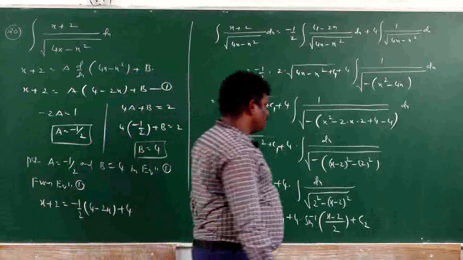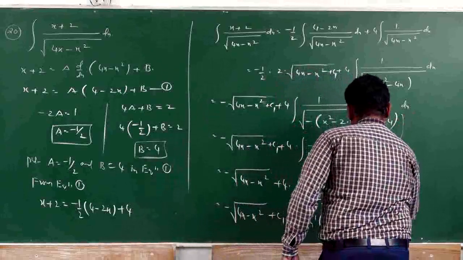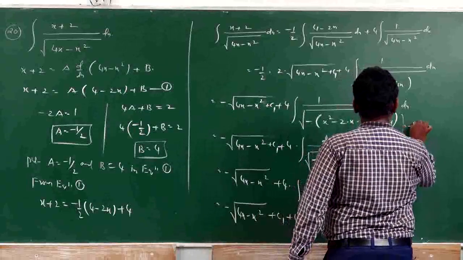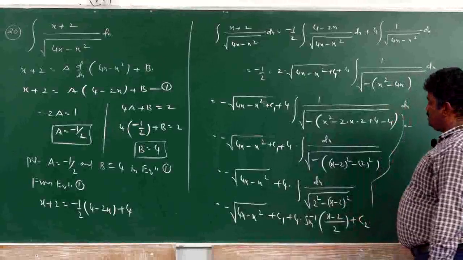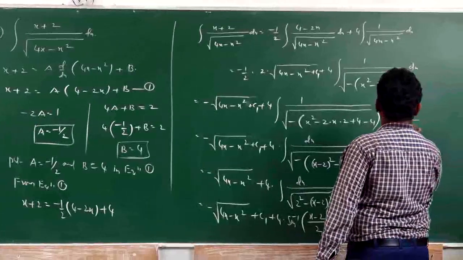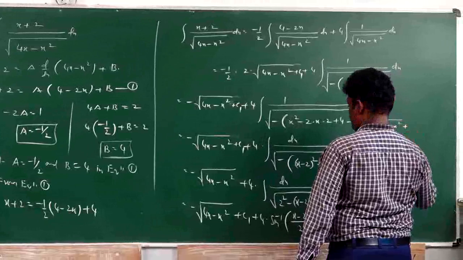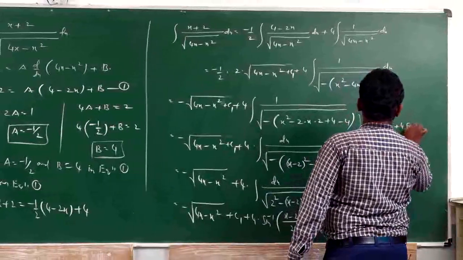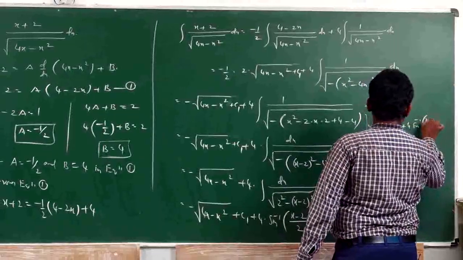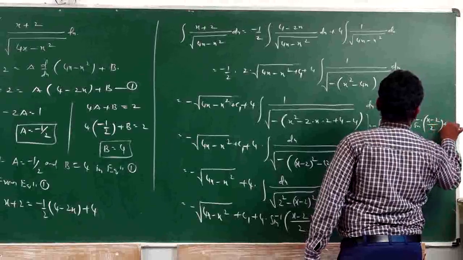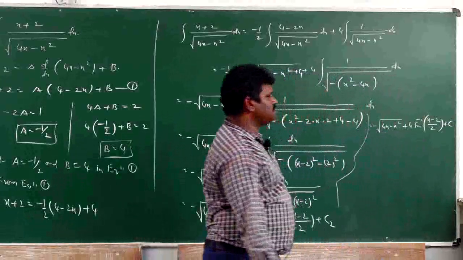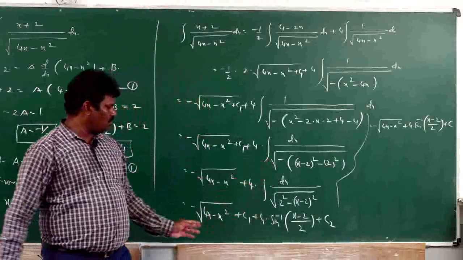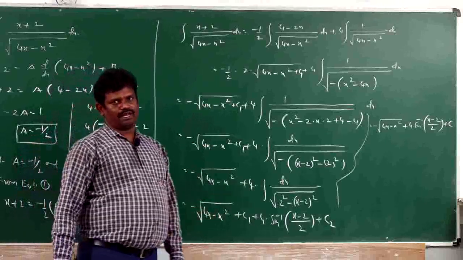So finally, the answer we have written here is equal to minus square root of 4x minus x square plus 4 into sine inverse of (x minus 2) by 2 plus c value, where c is equal to c1 plus c2. Okay?